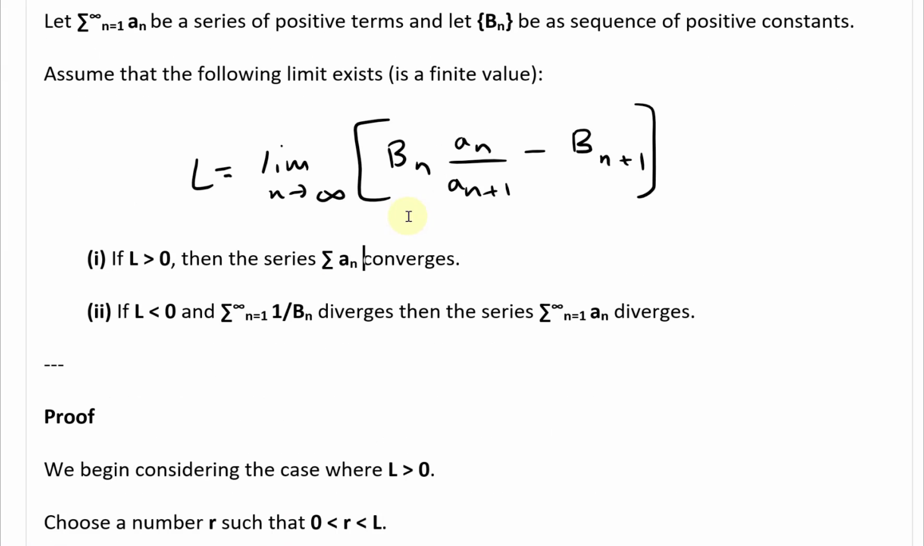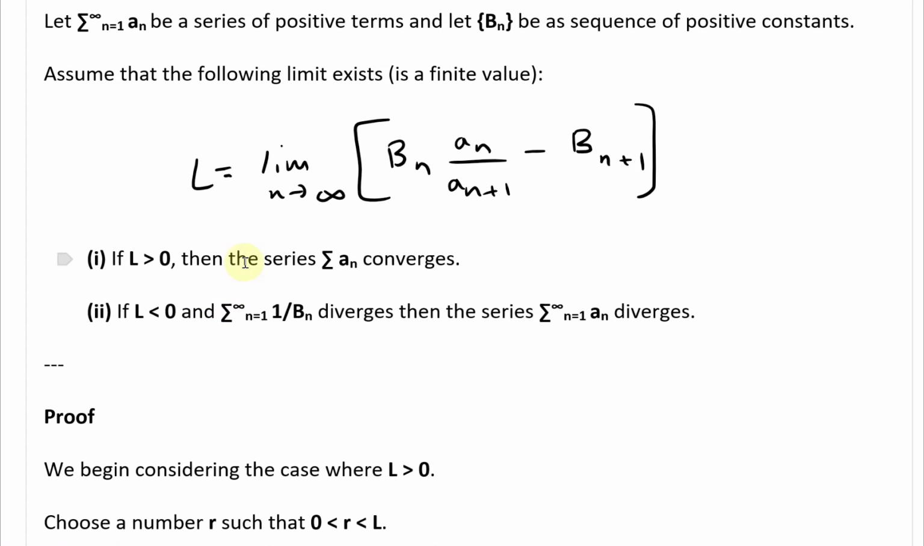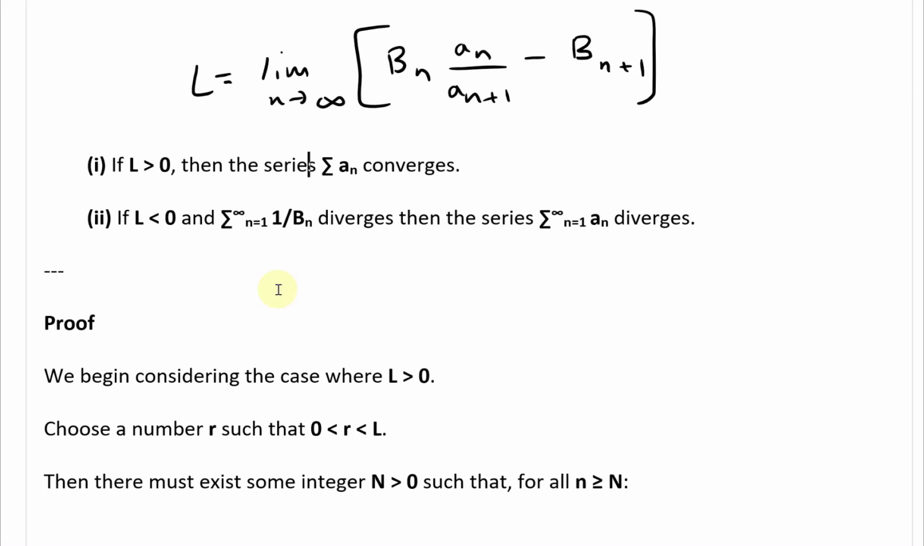Now that we have this limit, the test goes as follows. If this limit L is greater than 0, then the series, the summation of an, converges. If L is less than 0 and the series, the summation from n equals 1 to infinity of 1 divided by bn, diverges, then the series, the summation of an, diverges. So if the limit is less than 0 and this particular series diverges, then the series an is divergent as well. You're basically using a type of comparison test with 1 divided by these constants that we will have to select. So anyways, let's keep going further.